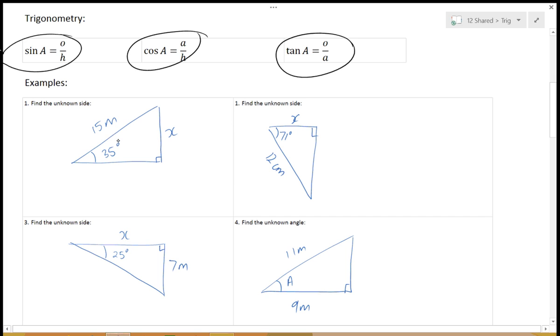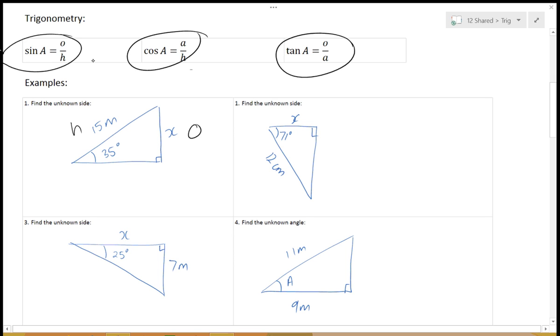So it's always in relation to this angle, and so if we look at that angle 35 degrees, in relation to that angle, what's this side x? Opposite. Yep. And this side where the 15 metres is? That's the hypotenuse, it's the longest side. So because we're using opposite and hypotenuse, the only formula that's used in is sine. So that's the one we're going to do.